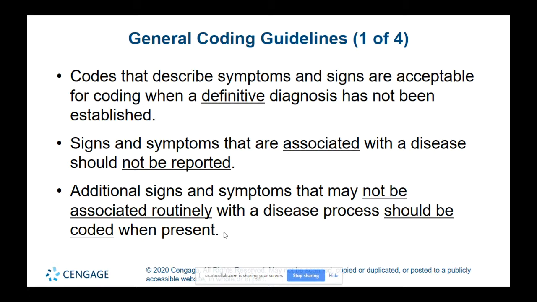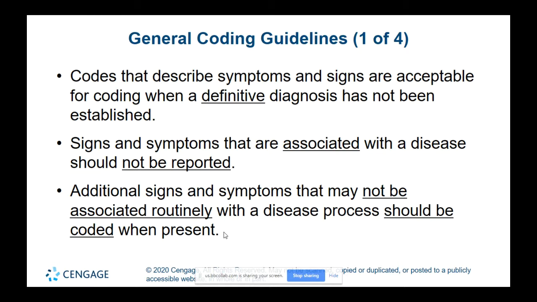the documentation has a cough and a fever, and the diagnosis is respiratory infection. You would only code respiratory infection. You wouldn't code the fever and the cough. But if just fever and cough were listed and the respiratory infection wasn't diagnosed, then you would record the fever and the cough. Does that make sense? If the disease is reported, then you don't need to include the symptoms of that disease. But if the disease is not reported, then you can include the symptoms of it.